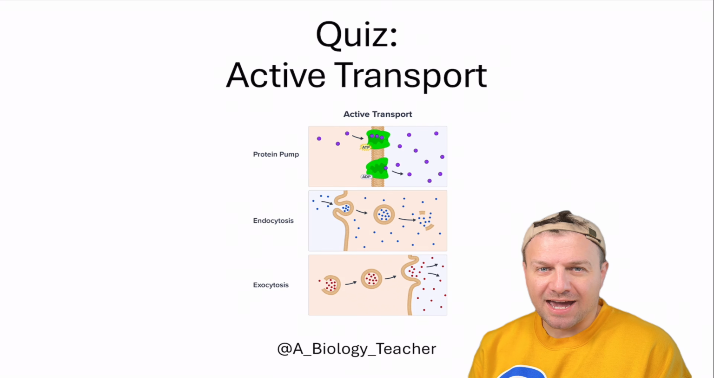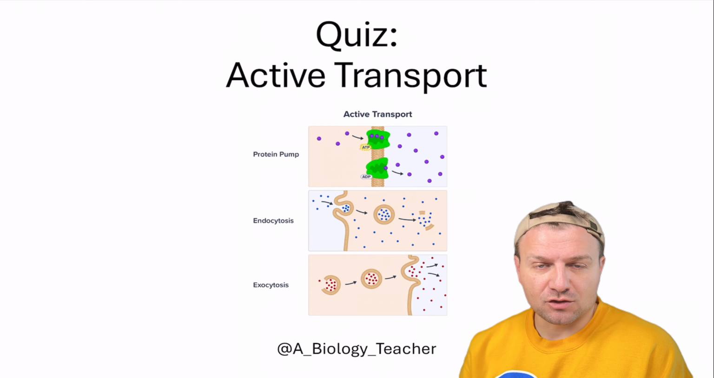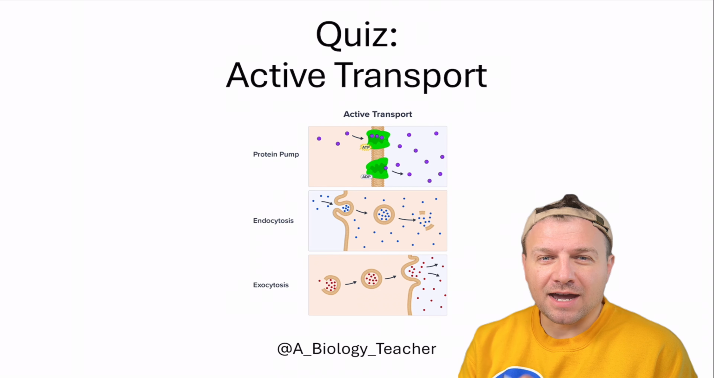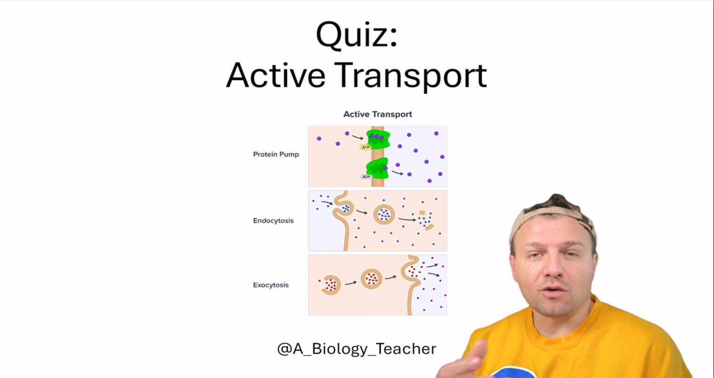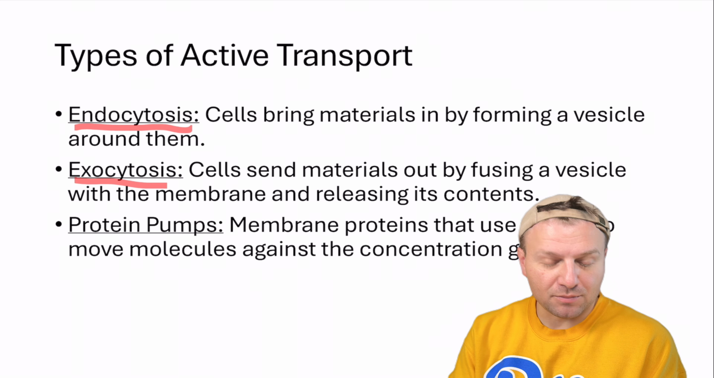Let's go over this quiz about active transport. What I'm going to do is show you a picture of one of the three different types of active transport. You have to figure out what type of active transport I'm showing before I give you the answer. Here are the three different types: endocytosis, exocytosis, and protein pumps.